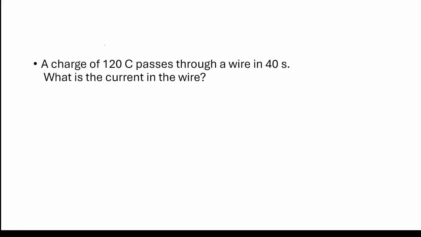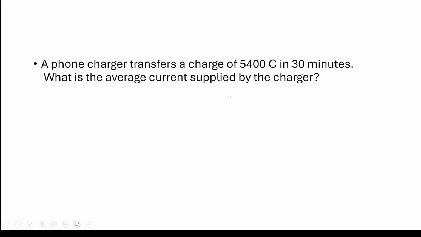Now we have charge here. Again, try to do it yourself by pausing. Time is 40 seconds. The current is the rate of flow of charge, so charge divided by time. Now these are very simple questions just to give you a hang of the formula. The question could be made a little tougher by changing the standard unit. The standard unit for time is seconds. As you can see, this is in 30 minutes.